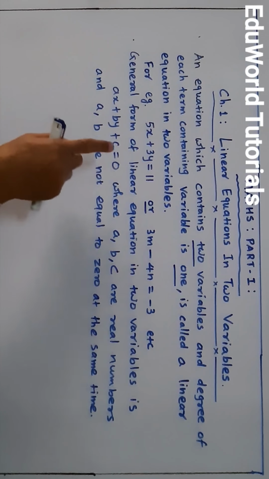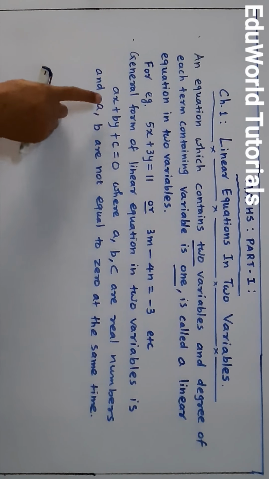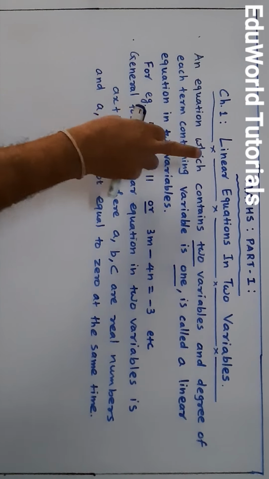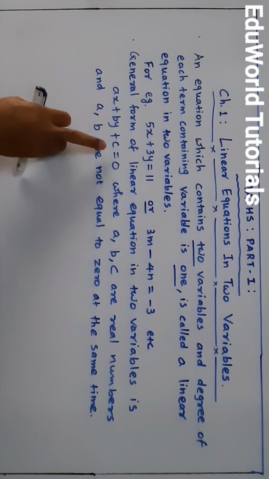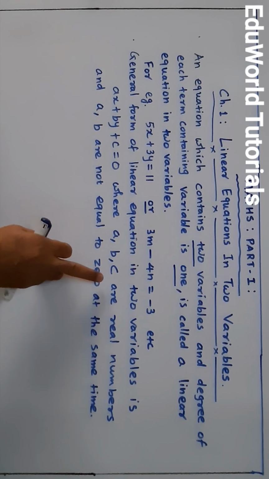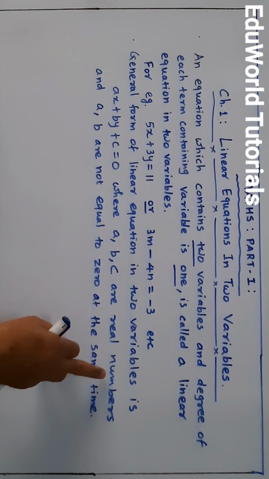These are the examples. Now general form of linear equation in two variables. What is the general form? Any linear equation in two variables is written in this form: ax plus by plus c equal to 0, where a, b and c are real numbers. Real numbers means they are any numbers you can imagine. A, b, c are real numbers, but a and b both cannot be 0 simultaneously. Any one can be 0, but both of them cannot be 0. Such equations are called linear equations in two variables.